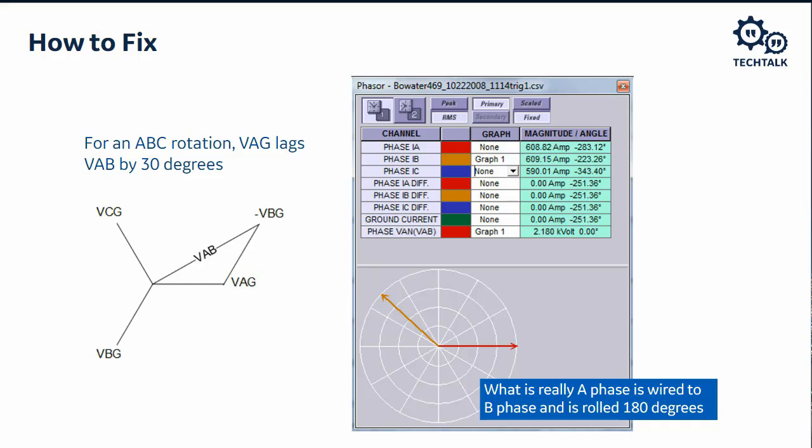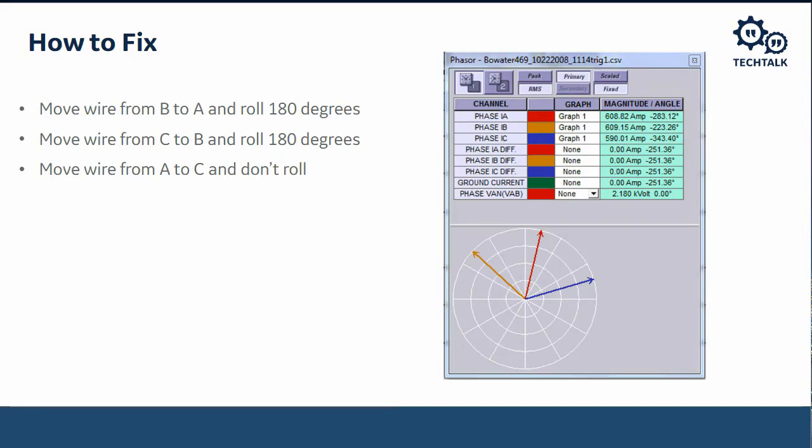So I know what's wired to B phase is really A phase, and it's rolled 180 degrees. So I know I need to fix that, but I don't know what I've got to fix on the other two phases. Well, I do know that once I've made that fix, I need to maintain ABC rotation. And so to maintain ABC rotation, what I can do is move the wire from B to A and roll 180 degrees, move the wire from C to B and roll 180 degrees, and move the wire from A to C and don't roll it.